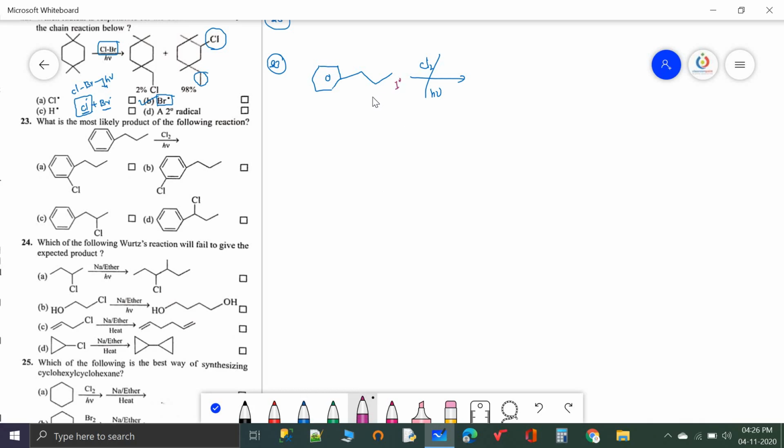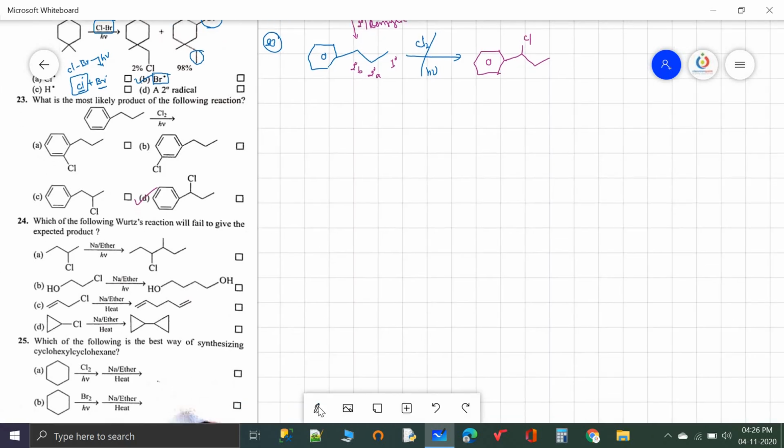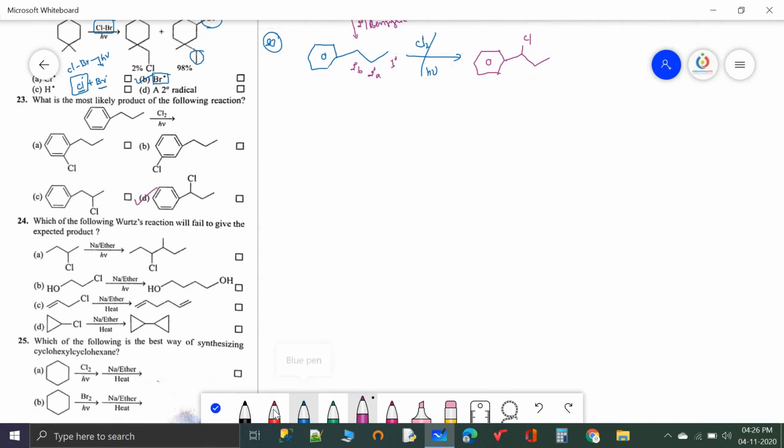This is the primary, this is secondary A, this is secondary B. Moreover, this is not only secondary B but a secondary benzylic radical, which is more stable. Hence, halogenation happens over the benzylic carbon and gives this particular product. So option D is correct. Whenever you want, just pause the video and you can check once again.